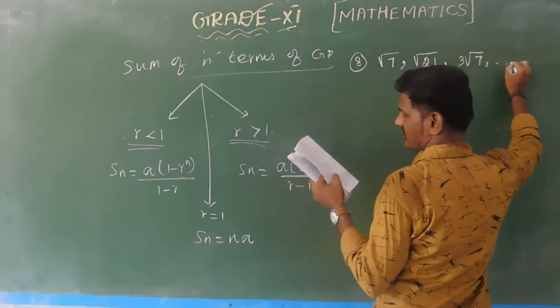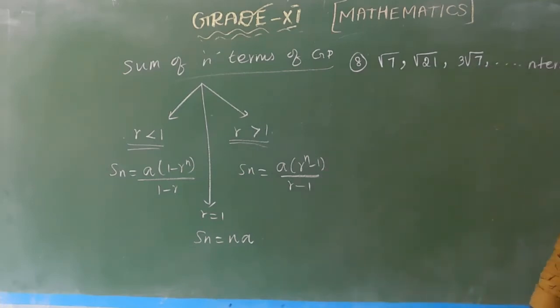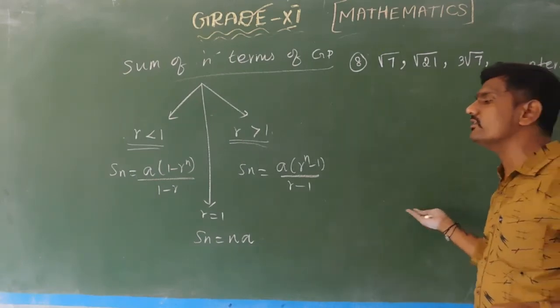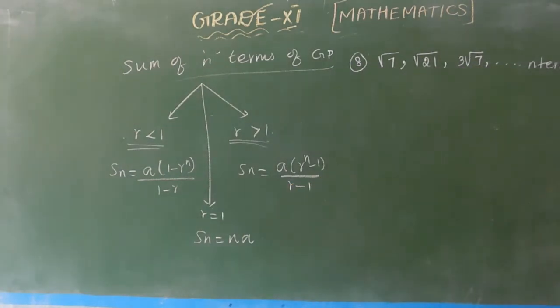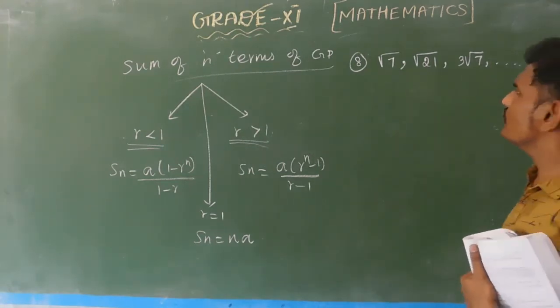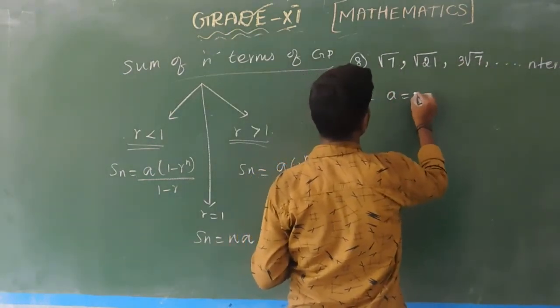7 up to n terms. Up to n terms. Okay. So for that we are going to use that formula: Sn equal to A into 1 minus r power n divided by 1 minus r, or A into r power n minus 1 divided by r minus 1. We need to check. See, so first take a first term. Take A equal to root 7.